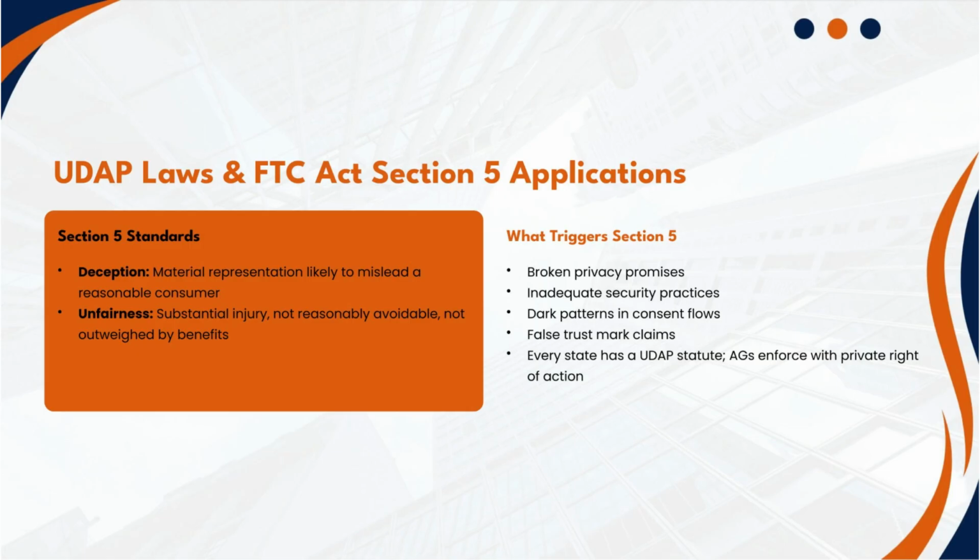Unfairness is broader and stranger. 3 elements: substantial injury to consumers, not reasonably avoidable by the consumer, and not outweighed by countervailing benefits. Notice, no promise required. You can be unfair without ever saying anything. Terrible security with no privacy notice at all, still unfair. And here's the multiplier. Every state has its own UDAP statute, often called a little FTC Act. So state AGs have this same tool. 1 vague sentence, 51 enforcers. That's why Section 5 matters.